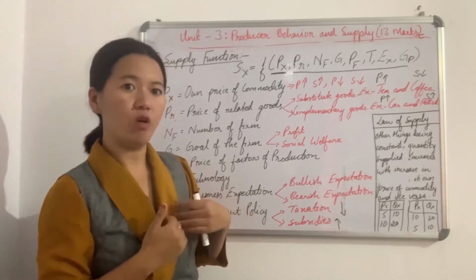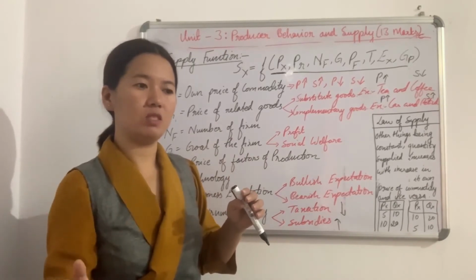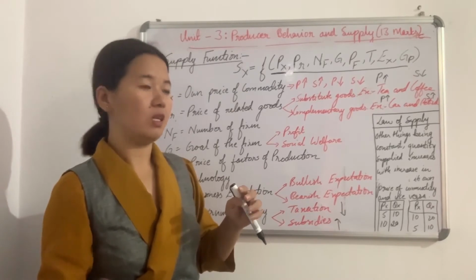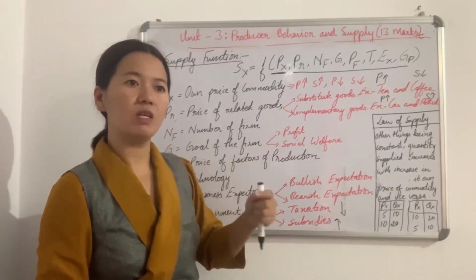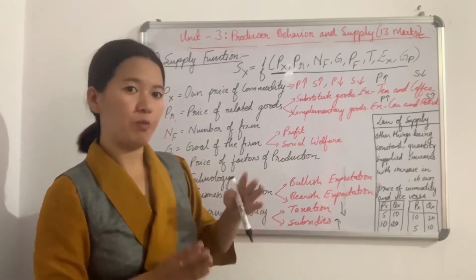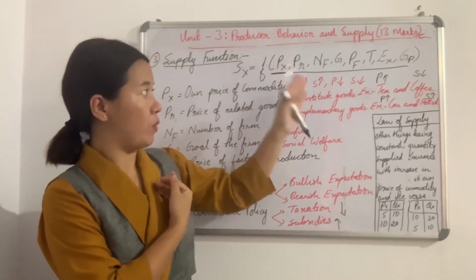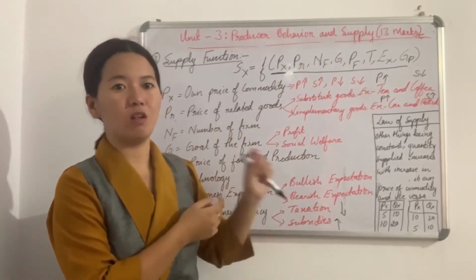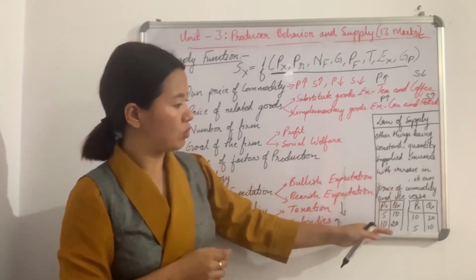So whenever we talk about one factor, we have to keep all other factors constant, because if we do not keep other factors constant, then the increase in price of a commodity may not lead to an increase in the supply of the commodity. So when we talk about the own price of the commodity, we have to keep all other factors constant. Otherwise, this law of supply may not be valid. So let's go through the schedule.